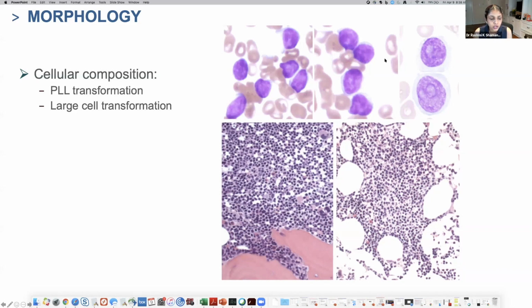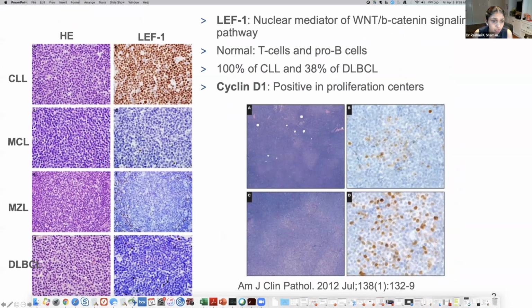In addition to morphology, we perform certain immunohistochemical assays to confirm the diagnosis. One is, of course, to rule out mantle cell lymphoma, which is a very close differential in a CD5 positive neoplasm. We do the cyclin D1 immunostain, which is supposed to be negative in CLL. And at the same time, now we have the new positive marker for CLL, which is the LEF1.